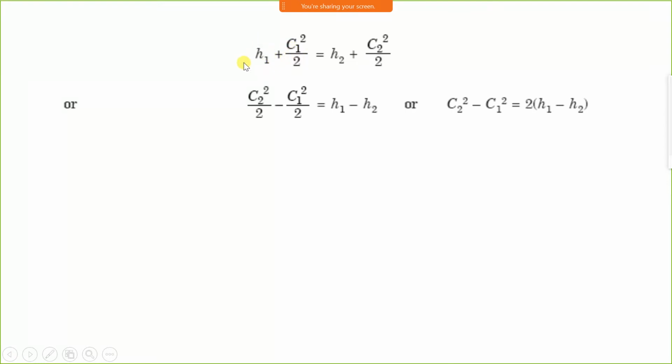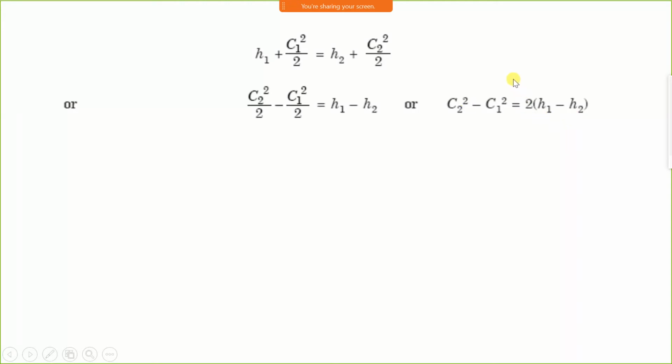What is left? At inlet, initial enthalpy is higher, which is H1, and at outlet, final enthalpy is lower, which is H2. At inlet, velocity is very low, C1 square by 2, and outlet velocity is very high, C2 square by 2. Means here only enthalpy changes and kinetic energy changes, other things remain constant. Take the velocity part on the left hand side: C2 square by 2 minus C1 square by 2 is equal to H1 minus H2. If you simplify it, take 2 on the right hand side.